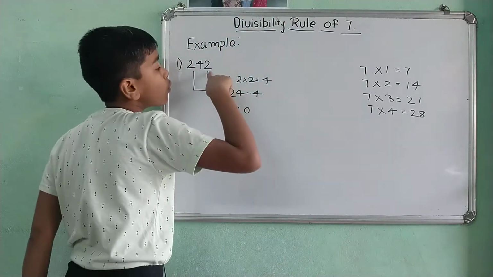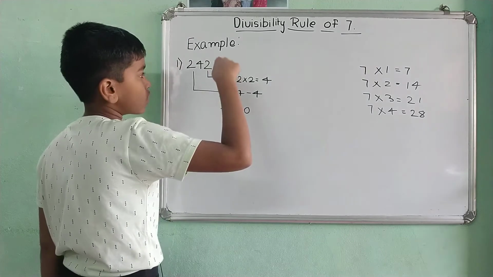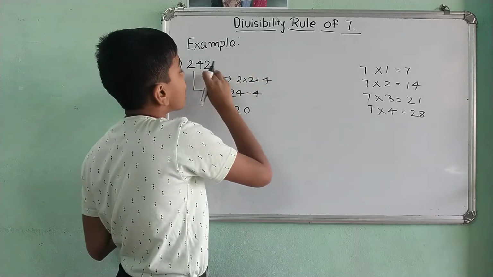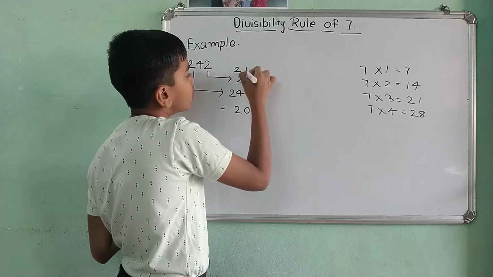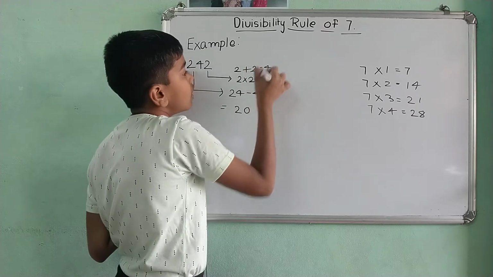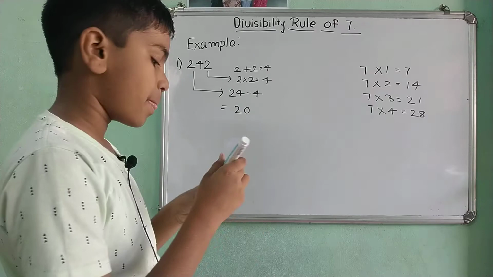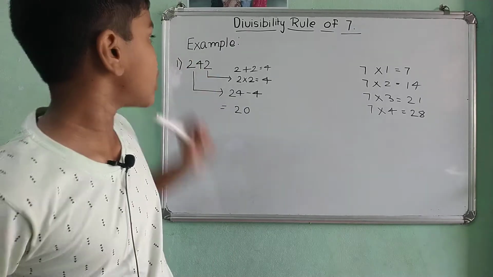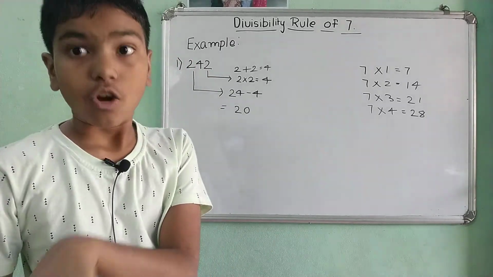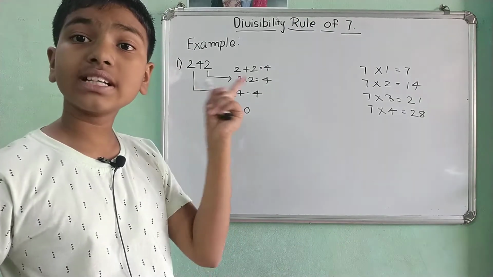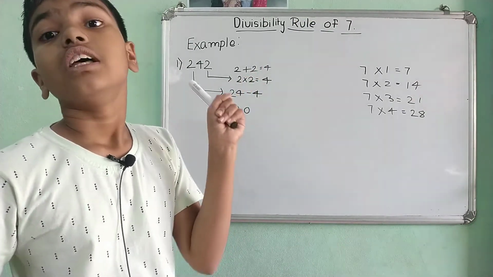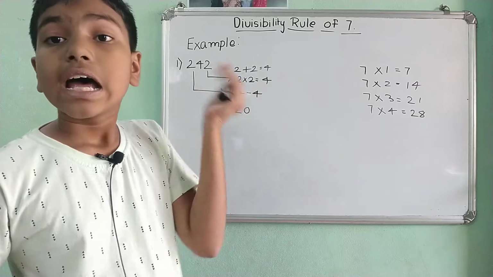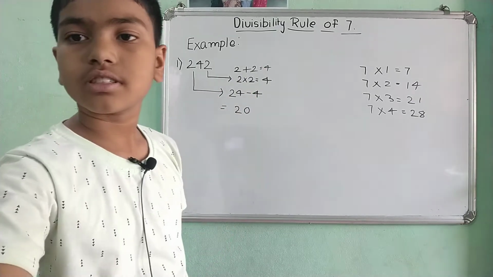Now see, this is the ones place, or the units place, or the last digit. What we have to do is repeat this last digit. So it could be 2 plus 2 equals 4, or it could be 2 into 2. But don't always add. If this was 3, you should say 3 plus 3. Or if you want to do it by multiplication, whenever you do the multiplication, it becomes easier and clearer. Let me just show you.